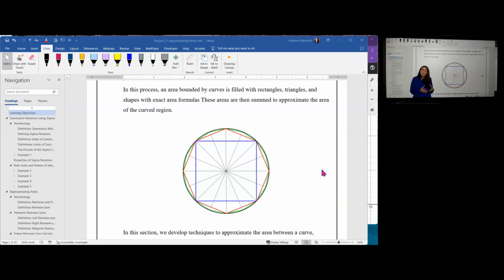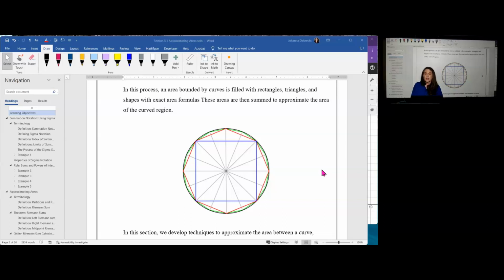By dividing an irregular shape into shapes you know how to compute the area for, rectangles, triangles, squares, you can actually find a good approximation for the area of that irregular shape. This is how the area of a circle was computed for a long time.